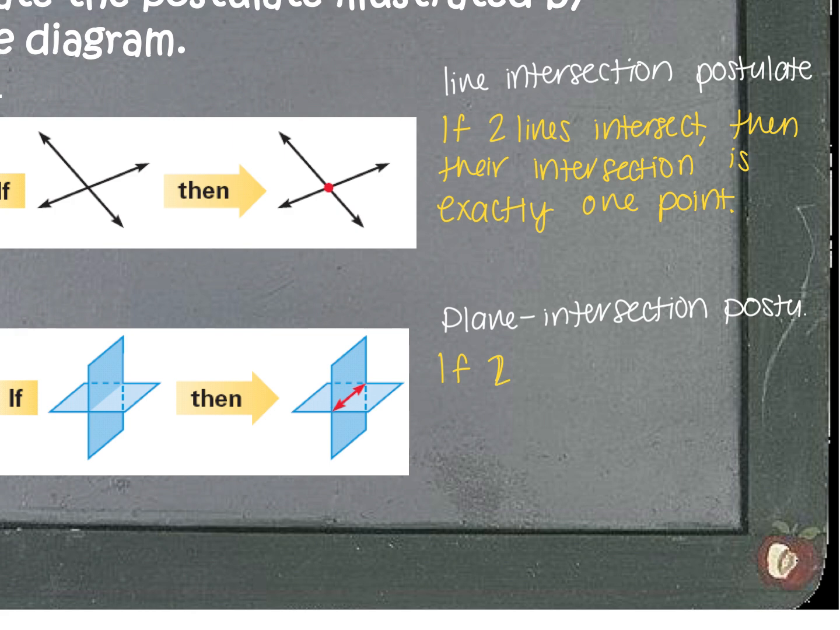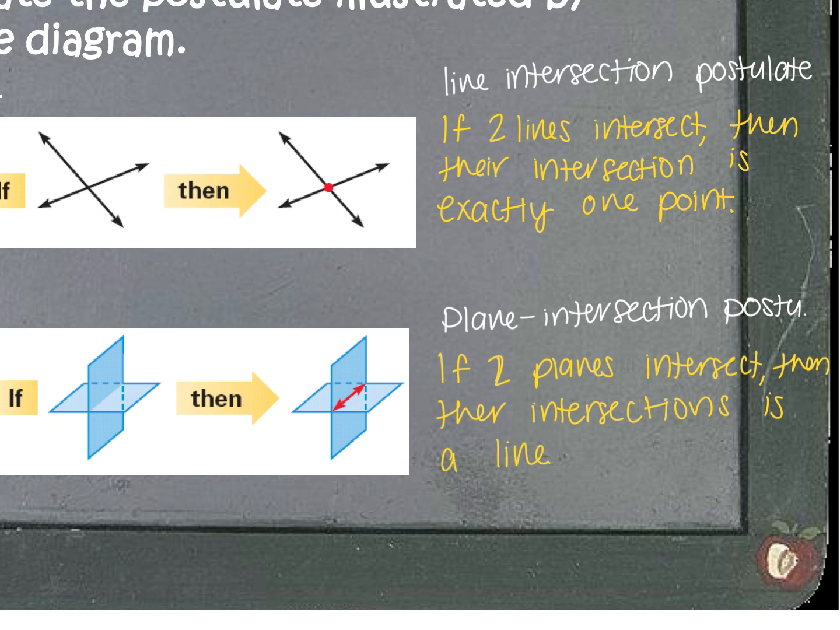If two planes intersect, then their intersection is a line. So looking at the first one, I had two lines and they intersect at a point. But now looking at B, I have two planes where their intersection is a line. So don't get those two mixed up, please.